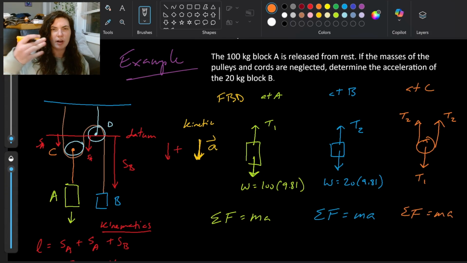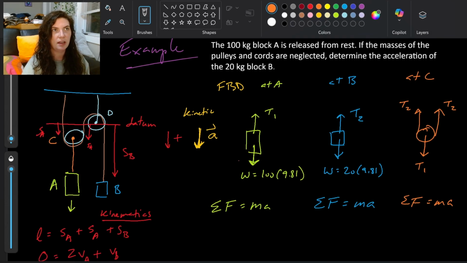Right? These are all unidirectional. They're all just moving up or down. So I don't need to do the X, Y, Z's. I mean, you can if you want to. You can label them as Fy equals MAY. But I know I'm only working in this up-down direction, whatever you want to call that.